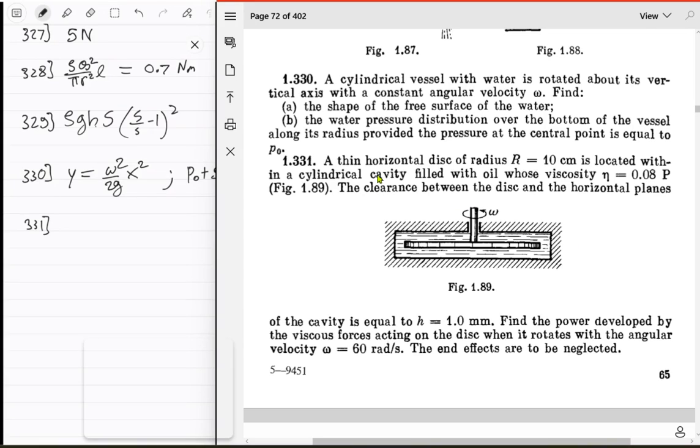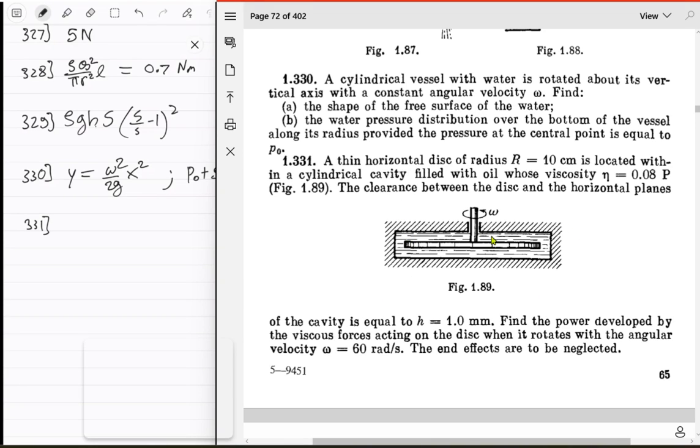There is a thin horizontal disk of radius r equal to 10 centimeters located within a cylindrical cavity filled with oil whose viscosity is given. Oh, so now you're using viscosity as well. Okay, it's a horizontal disk, radius something, located within a cylindrical cavity filled with oil whose viscosity is this thing. The clearance between the disk and the horizontal planes of the cavity is equal to 1 millimeter. Okay, so like this thing.